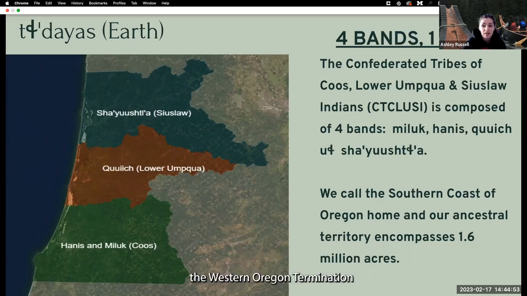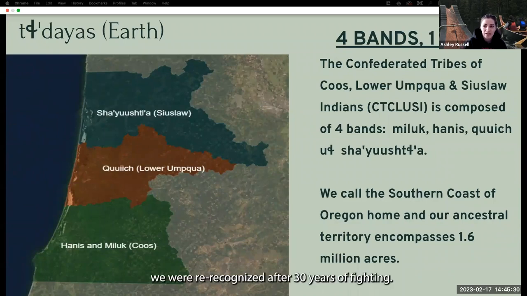But then the Western Oregon Termination Act happened in the 40s, which terminated a lot of tribes in Oregon. So my tribe was one of them. In 1954, we were terminated. My grandma still has this letter that states that the federal government no longer recognizes her as an Indigenous person, which, looking back now, is a little funny because you can't say, oh, I'm not that person anymore. But luckily in 1984, we were re-recognized after 30 years of fighting. So, I mean, it's been a struggle for my people.